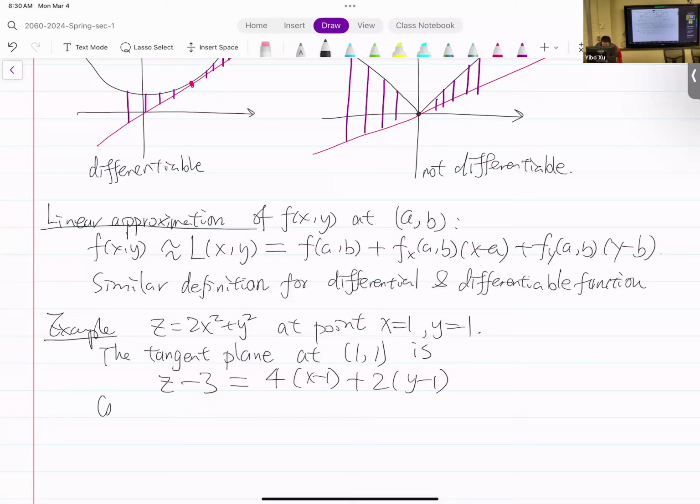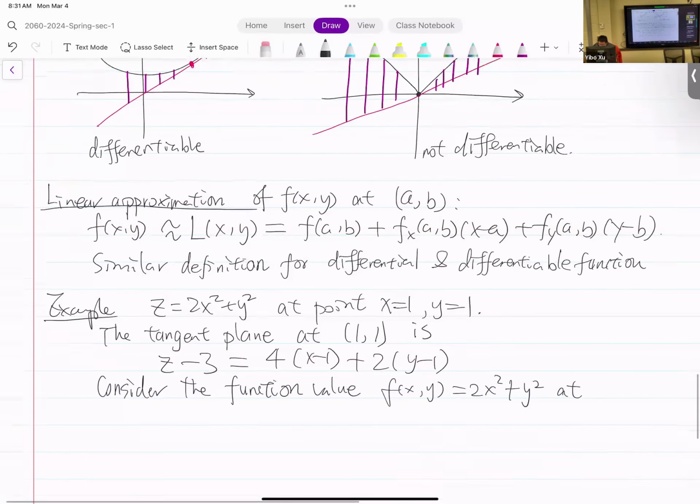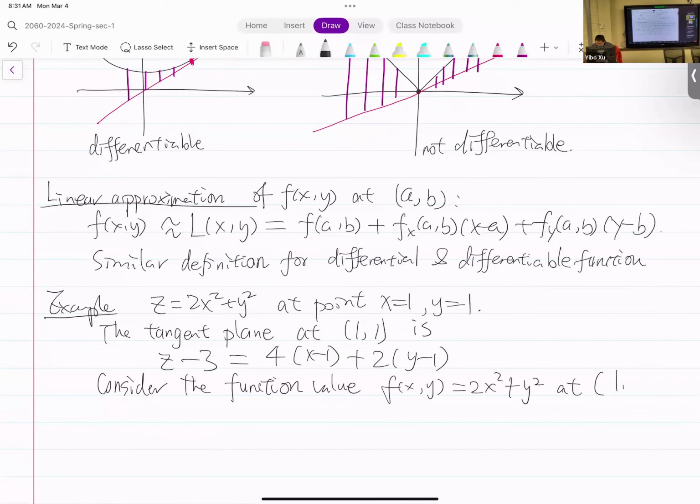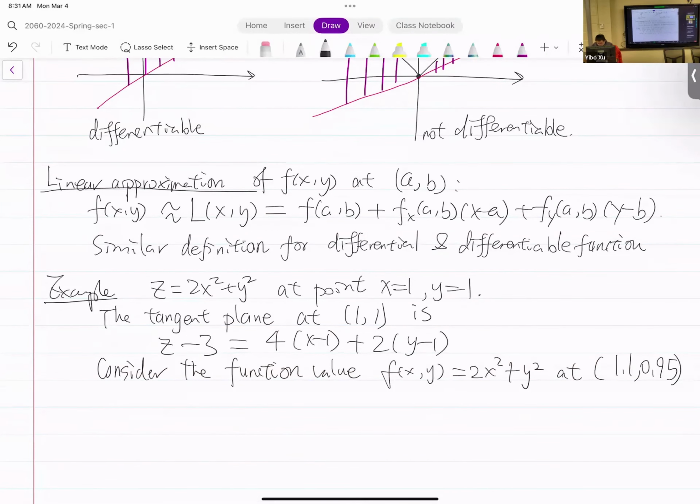Okay. So now we consider the value for the function at a point that's slightly deviated from 1, 1. Here we put 1.1, 0.95. Basically here this x value is increased by 0.1 and the y value is decreased by 0.05. Right.